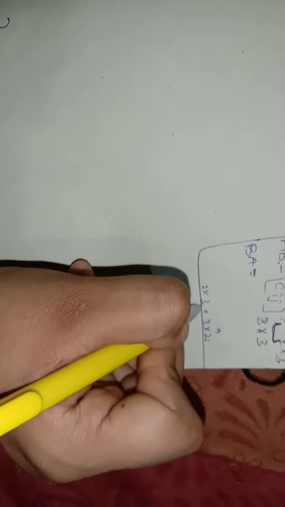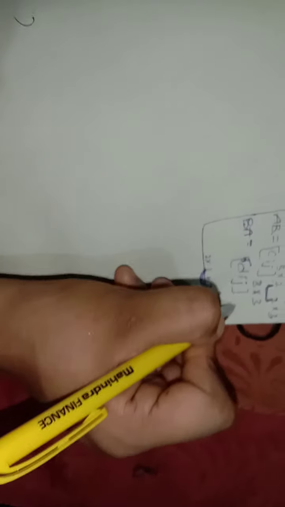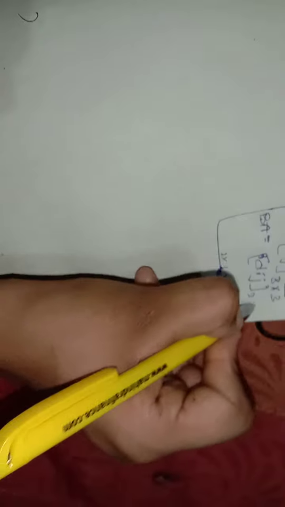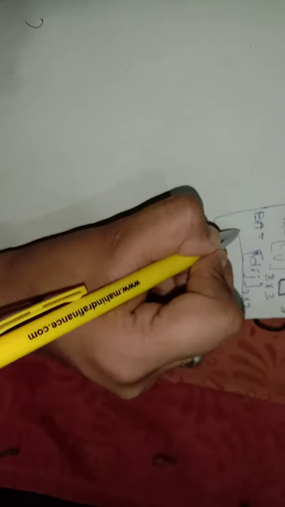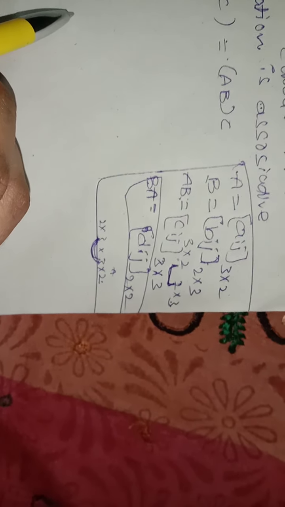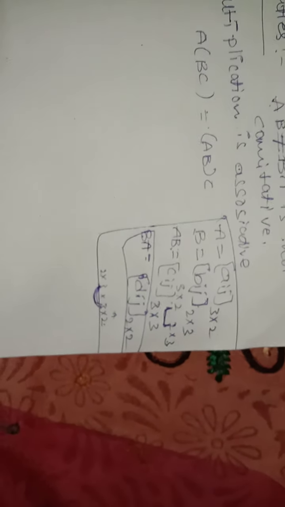Now you have the doubt: the order is the same, but if you multiply, the corresponding elements are not equal. You can check with any example. Sometimes the order will not be the same, and sometimes the corresponding elements will not be the same.